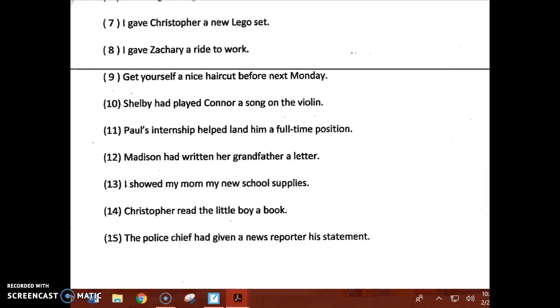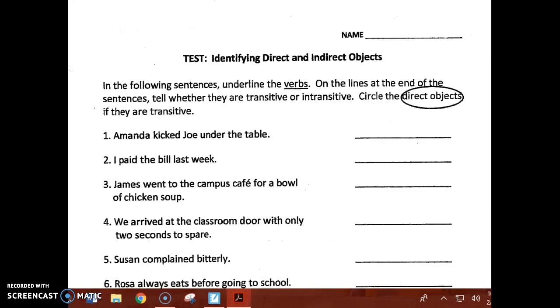Number 13. I showed my mom my new school supplies. 14. Christopher read the little boy a book. 15. The police chief had given a news reporter his statement.